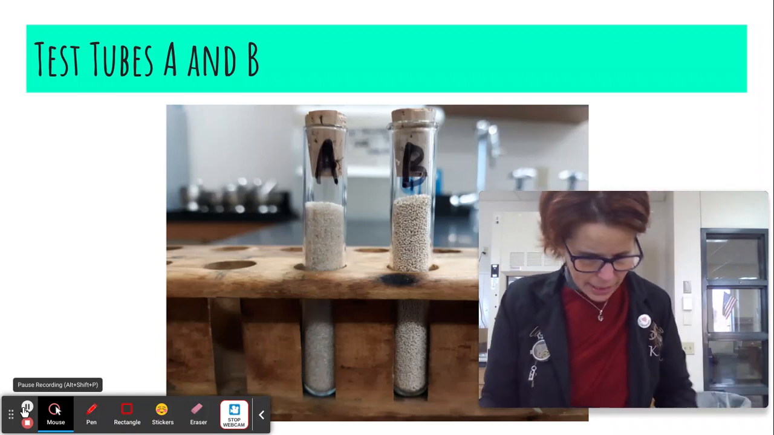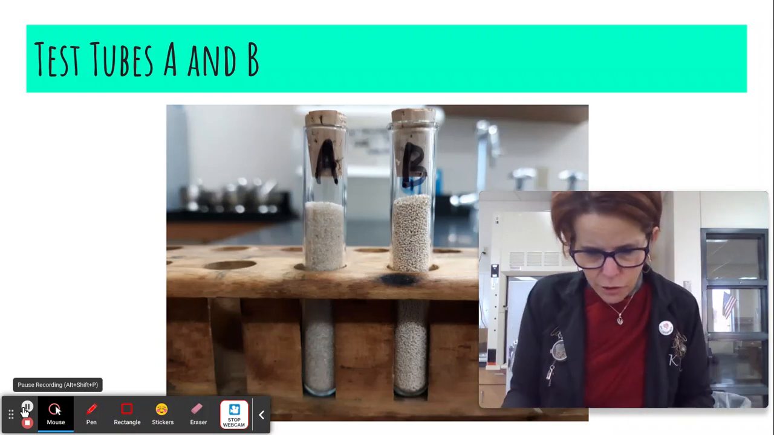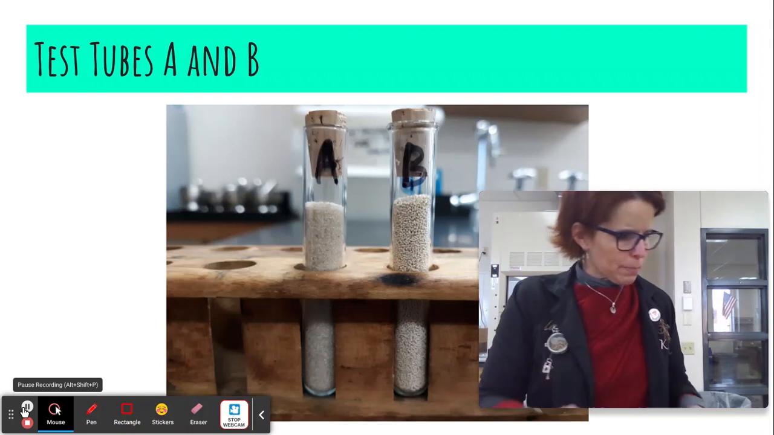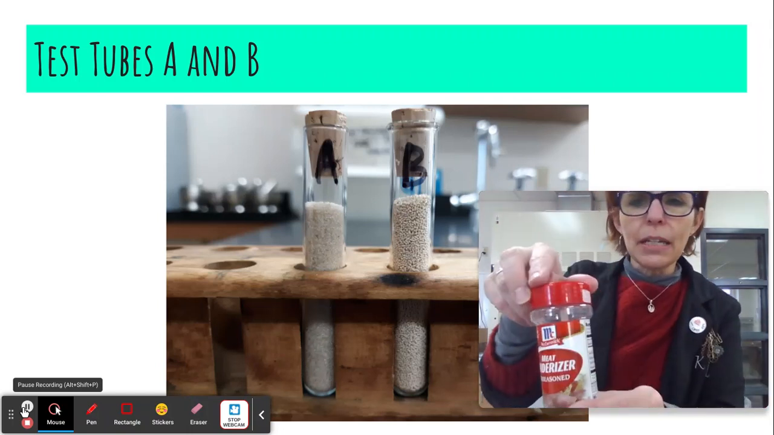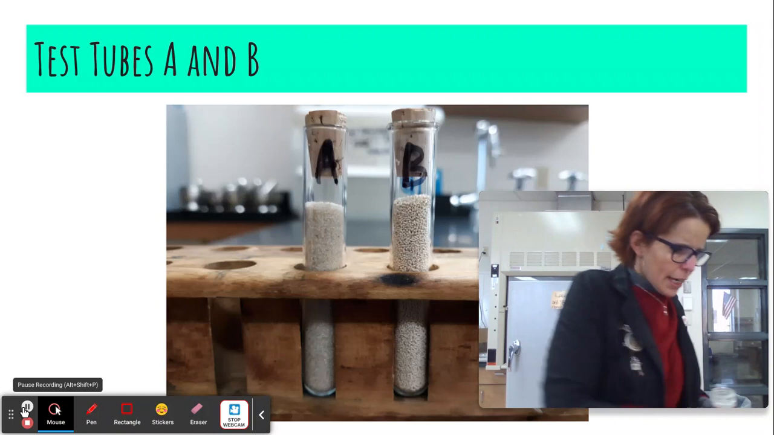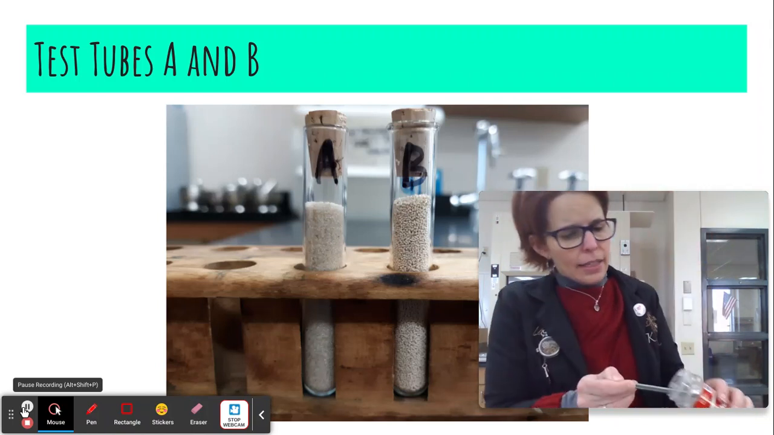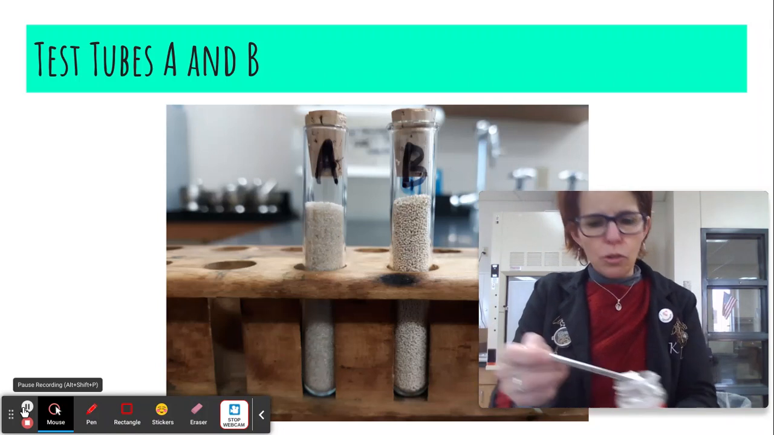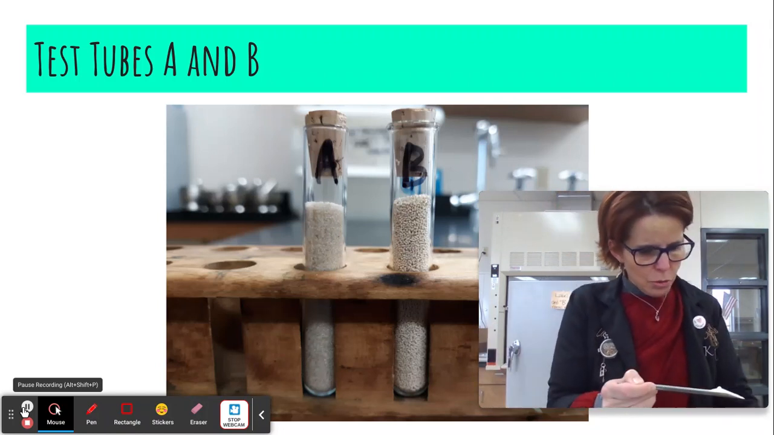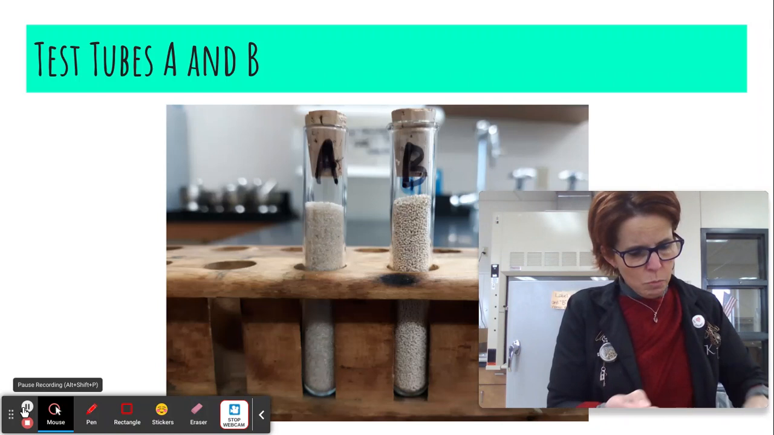Okay, so next it says add 10 milliliters of water and a small scoop of meat tenderizer. So this is the meat tenderizer. You buy it at the grocery store. It's for if you're making some kind of a meat and you want it to be not quite so chewy. This helps loosen it up. So here's a scoop of meat tenderizer, and I'm going to put it in each one. And then I need to add some water to it.